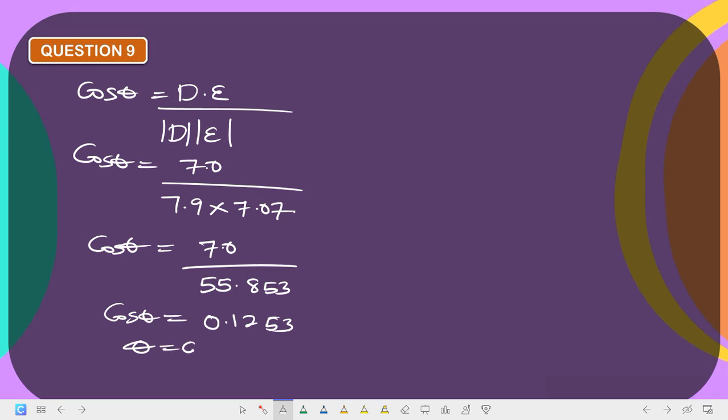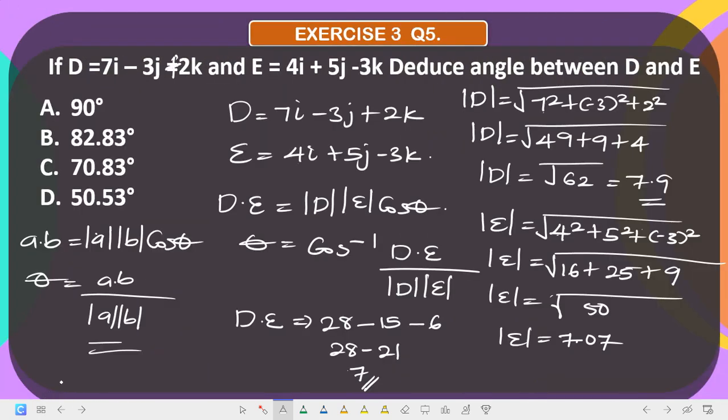And then theta will be the cos inverse of 0.1253. Theta will be the shift cos of 0.1253, and that gave us 82.80 degrees, which is approximately 83 degrees. So let's look at our options and see 82.83 degrees exactly, and that is option B, the correct answer to this question. So the correct answer to this question is option B.